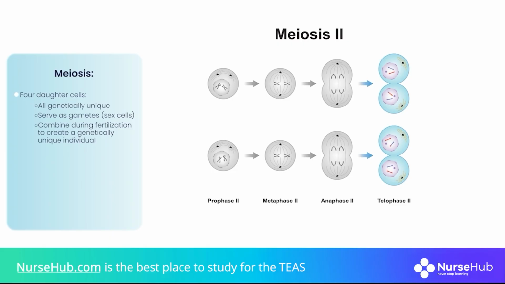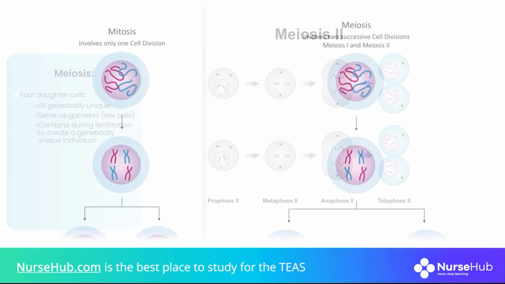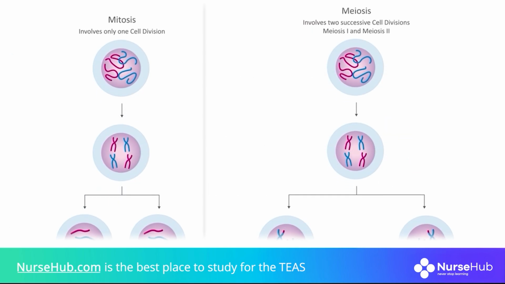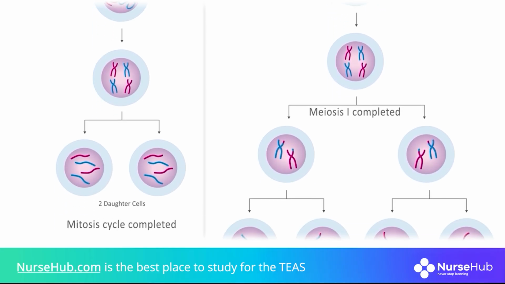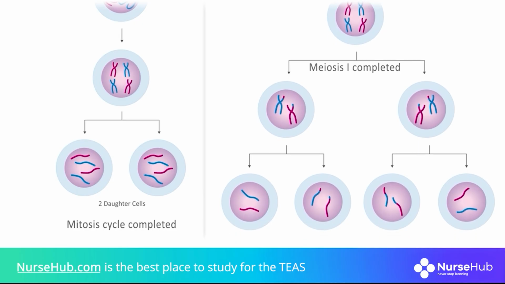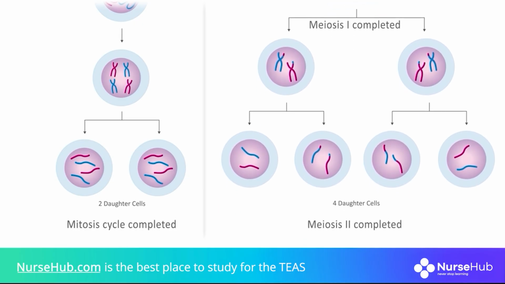The 4 daughter cells produced at the end of meiosis 2 are genetically unique due to the random assortment of chromosomes in meiosis 1, and the exchange of genetic material that also occurred during meiosis 1. And these cells serve as gametes, sperm or egg cells, and can combine during fertilization to create a new individual with a diverse genetic makeup.